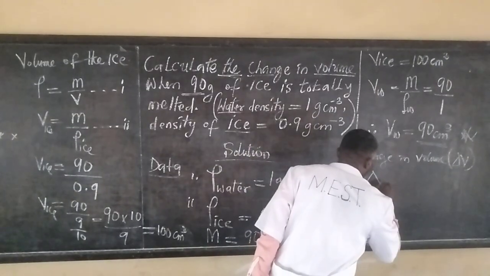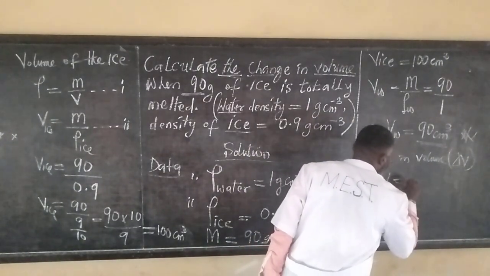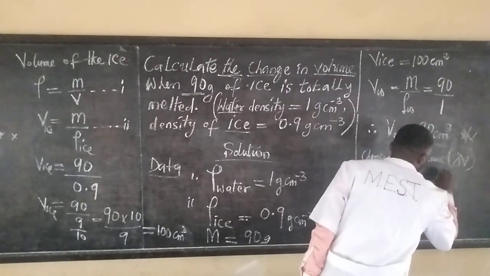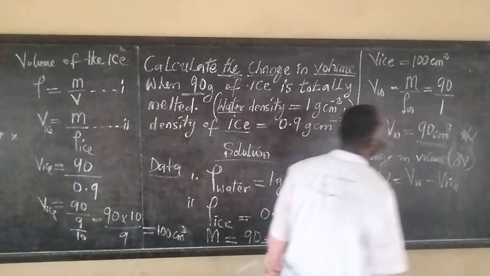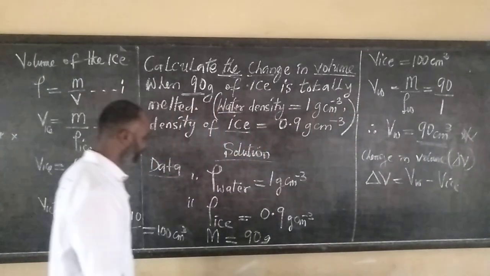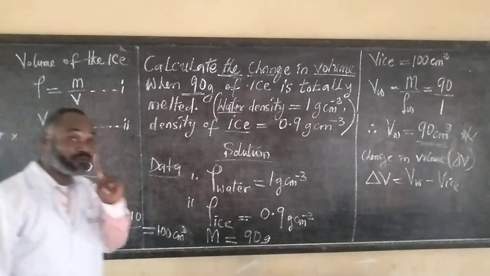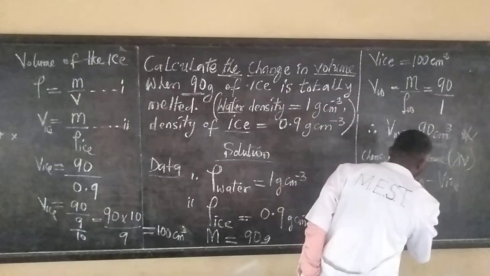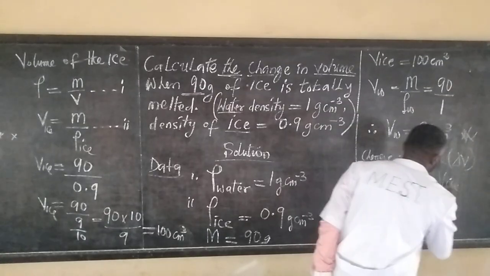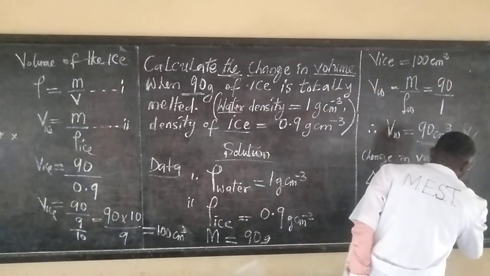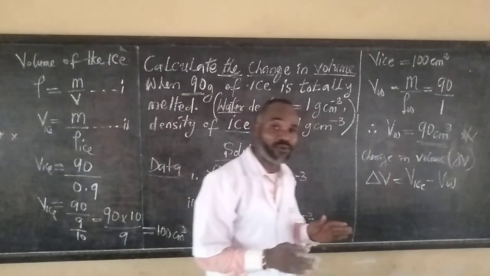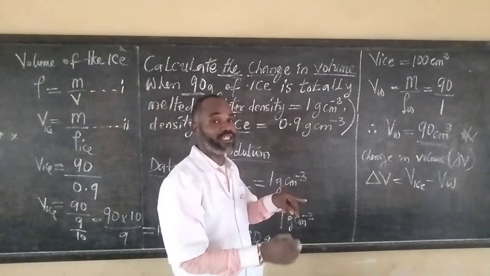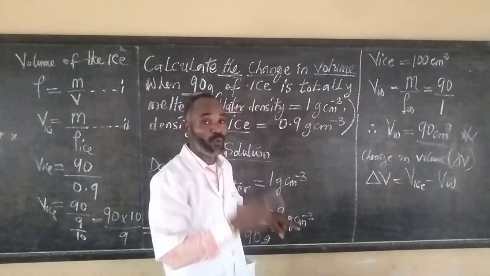Change in volume, delta V, is equal to V water minus V ice. Quite interesting, right? It was first of all ice before melting into water. So we start with V ice, and then V water. It was first of all in solid state, that's the ice form. Then it now melted into water.